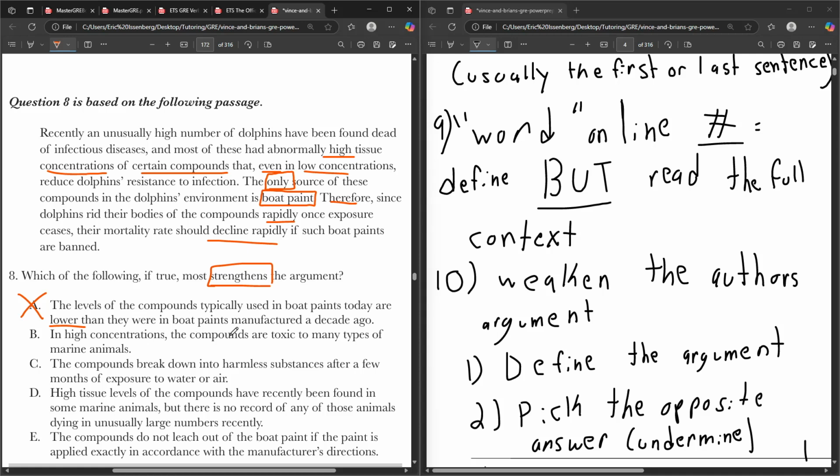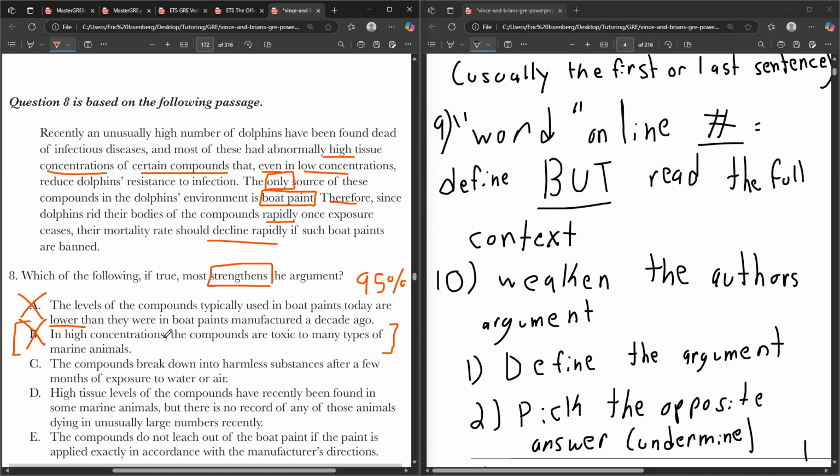In high concentrations, the compounds are toxic to many types of marine animals. This, I would say, is about 95% of what people pick as an answer. And it's wrong. You know why that's wrong? It sounds really good, doesn't it? They already have said this. It's the whole point of this passage. So if you say B, you're just telling us what we already know. It's already bad, right? I just told you, this compound's really toxic. And then if you just told me, well, it's also really toxic, I would go, I already know that. So that's not going to strengthen the author's argument. It's just reiterating what they've already said. Most people pick B.